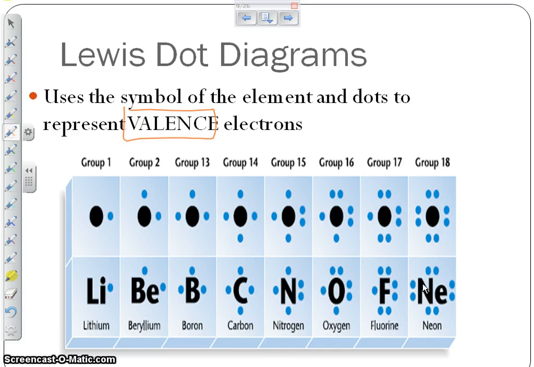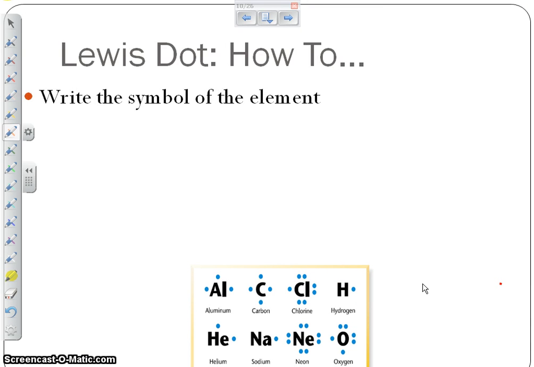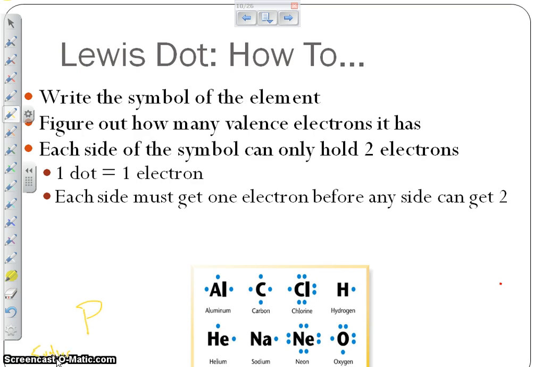Okay? So when we go through and look at this stuff, there are a couple of rules that are applied to this. Number one, the first thing you're going to do is write out the symbol. So in this case, let's say phosphorus as an example. P. Write out the symbol. Figure out how many valence electrons it has. So looking at phosphorus, it's in the nitrogen family, so it should have 5 valence electrons. Okay, 5 valence electrons. Well, third thing we can do is set it up so that it's 1 dot or 1 electron on each side.